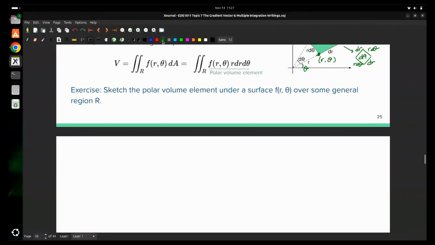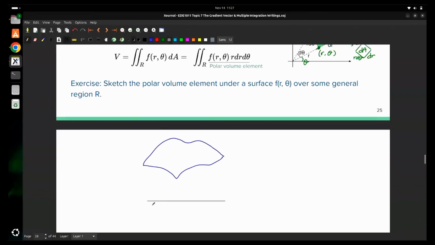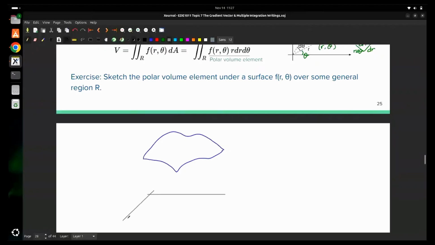Okay, so I can draw. So you see, if I have a surface that maybe looks something like that. So this is my surface. So now I want to find the volume under this surface by looking at one polar element. So the polar element looks like that, right? Because the polar element, I draw a little bit bigger. Okay, so this is my polar element in 3D that is on the plane. Can you see? Okay, so this one is my r d theta, and this is my dr.